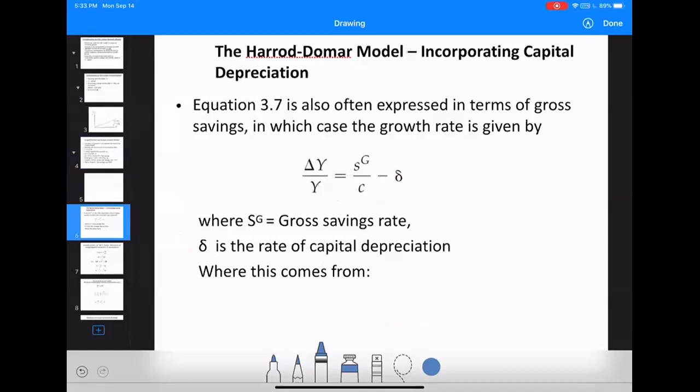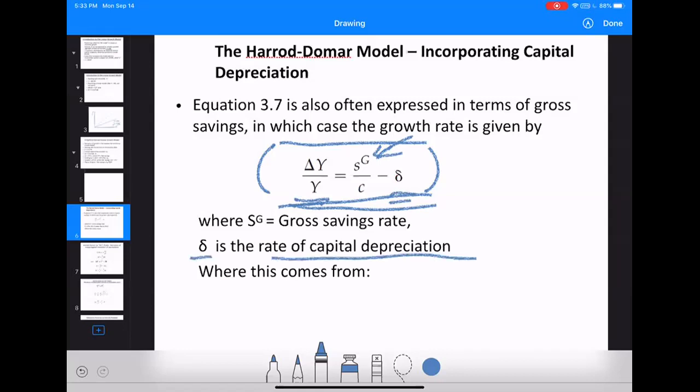More commonly, when we look at the Harrod-Domar growth model, it incorporates capital depreciation. And I'm going to start by showing you the formula that we are going to get to. It is very similar looking to the formula that we had before, but it's important to distinguish the two. On the left-hand side, of course, we have change in Y over Y, and that once again is the growth rate. On the right-hand side, instead of the net savings rate, we now have the gross savings rate. We divide by I-core as before, and then we have a subtracted depreciation rate. So delta here is the rate of capital depreciation.